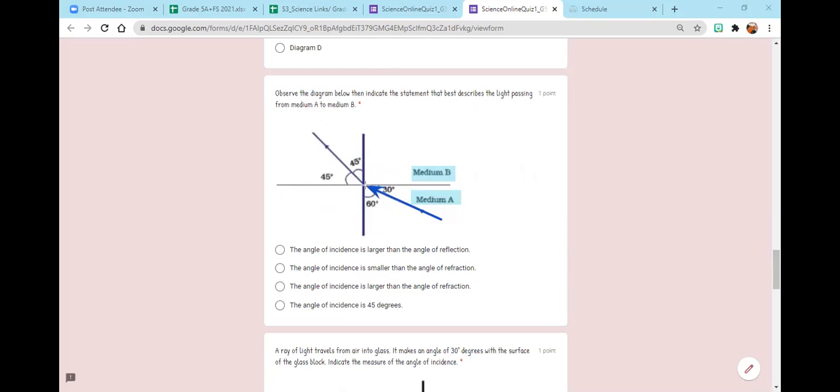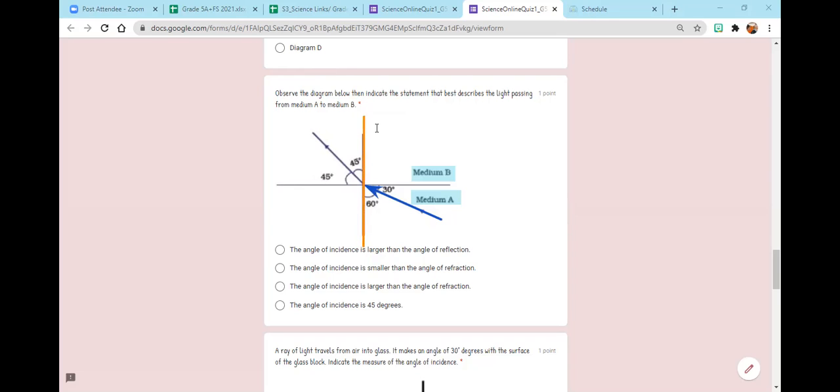What's the measure of the angle of incidence? 90. 10. First thing, 30. What do we call this? Normal. This is the normal.